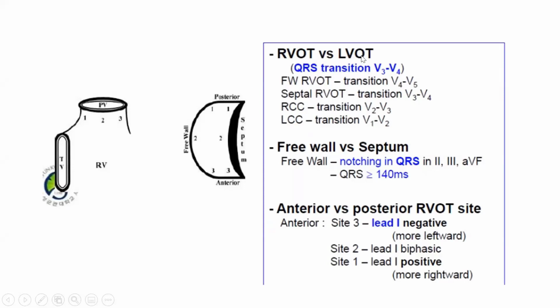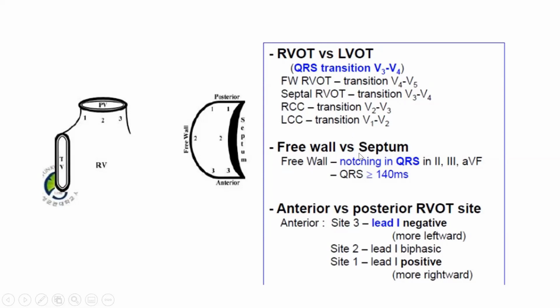And here, RVOT versus LVOT, we look at the transition. If the transition is from V4 to V5, this looks like our normal ECG, the transition is late, like V4, V5. So it is a free-wall RVOT. And if it comes closer, V3 to V4, that's septal. As it grows closer to V1, we are getting posterior. So V2, V3, it's left coronary cusp, V1 to V2, left coronary cusp and LVOT. Of course there is some anatomical variation, but these are the main rules for this.